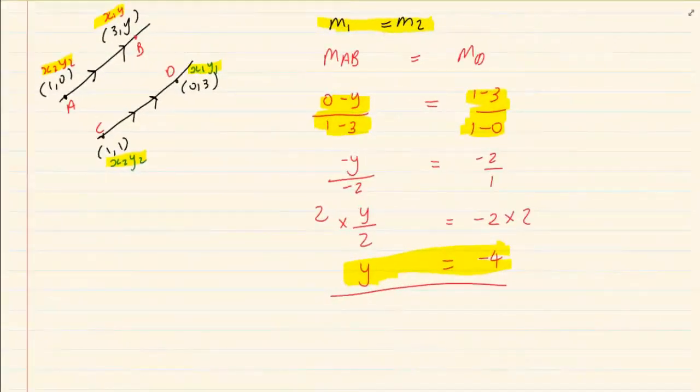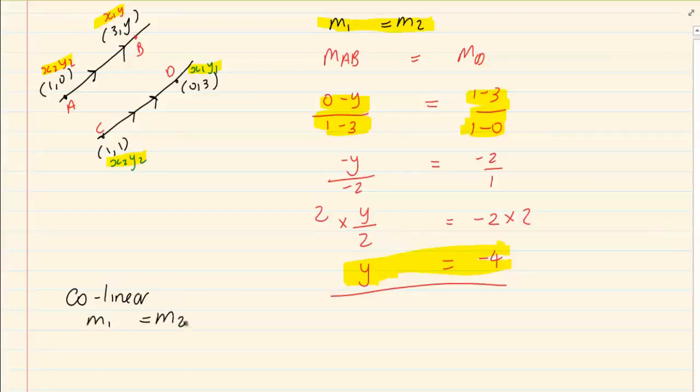Right. The other concept that you had learned in grade 10 is that when they are collinear, then m1 is also equal to m2. So they could ask you in a parallel form, or they could say collinear. But when we use the words collinear or parallel, we're going to use the concept m1 is equal to m2.